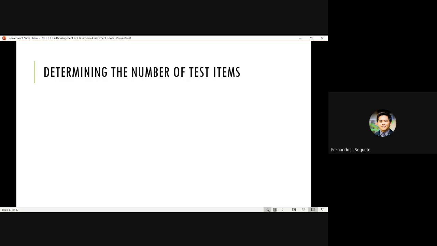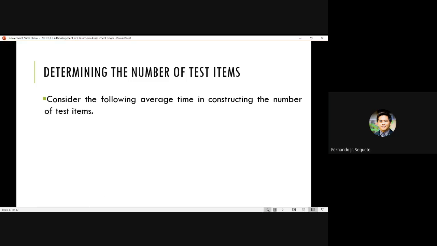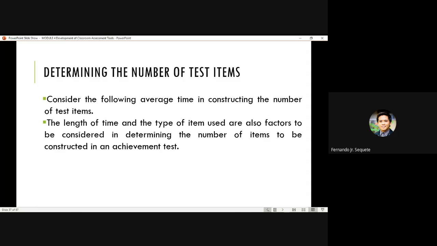Next, determining the number of test items. Okay. So consider determining the number of test items for a particular topic or for a particular subtopic. Consider the following average time in constructing the number of test items. The length of time and the type of item used are also factors to be considered in determining the number of items to be constructed in an achievement test. Kaya nga, dapat talaga alam ni teacher na yung ginagawa niyang exam is good for 2 hours. Yung ginagawa dapat ni teacher is good for 1.5 hours. Yung ginawa dapat ni teacher na exam is good for an hour. No? So dito natin malalaman.